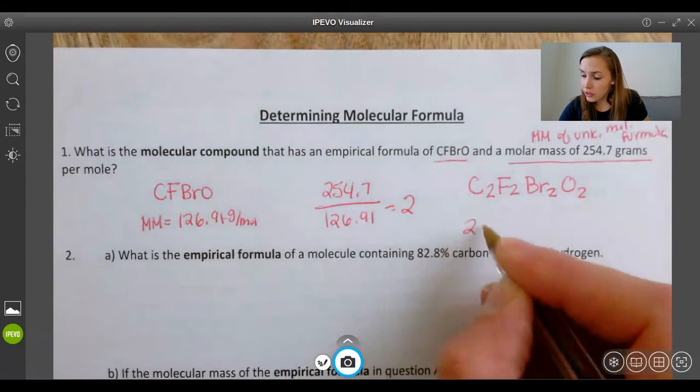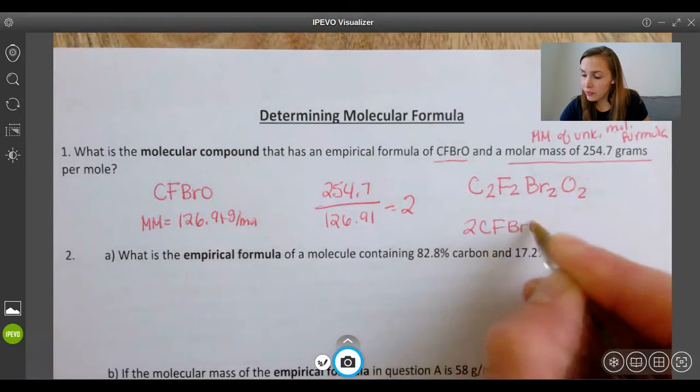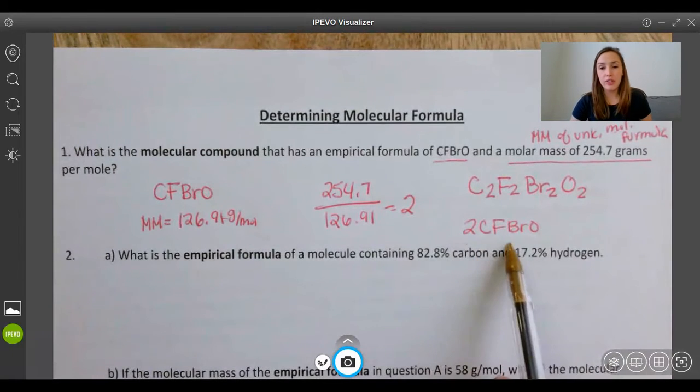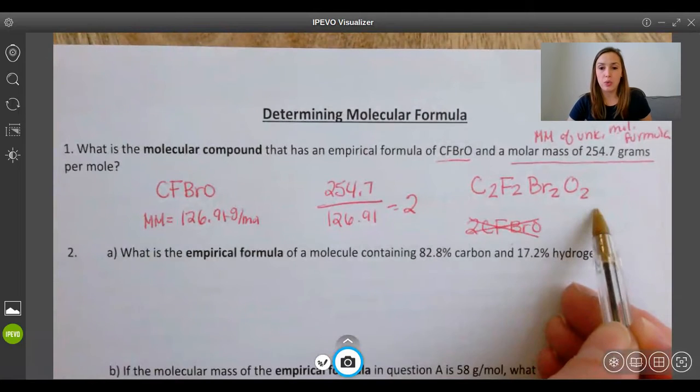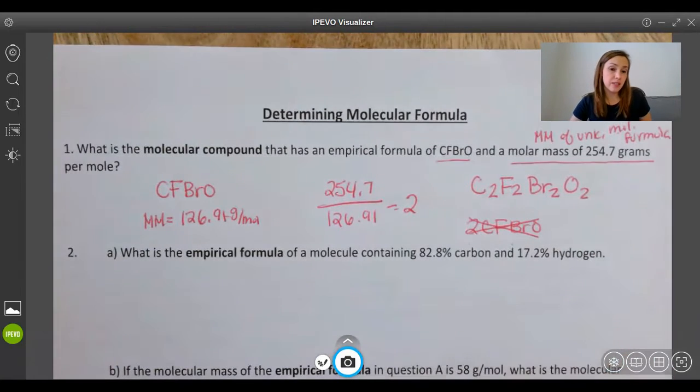And it's critical that you're multiplying all the subscripts by that number. It would be completely incorrect to write it out like this, because you're saying you have 2 molecules of this. That's not what we want. We want to show that this is the actual formula of that molecule and how it exists.